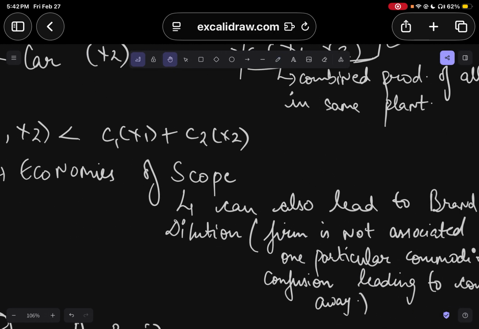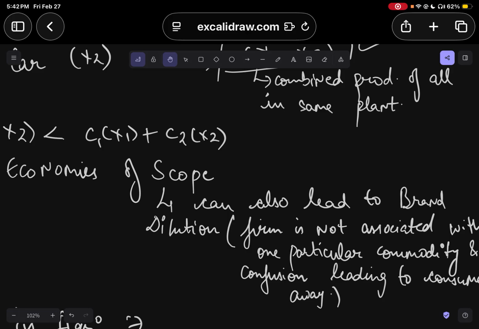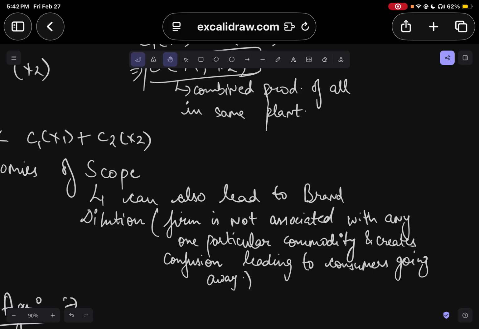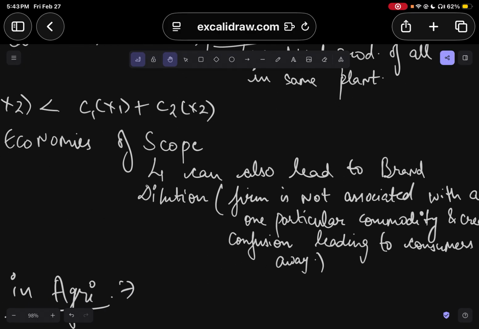Now we know C(x1, x2) will be smaller than C1(x1) plus C2(x2) due to economies of scope. Economies of scope can also lead to brand dilution, which means the firm is not associated with one particular commodity and creates confusion, leading to consumers going away.